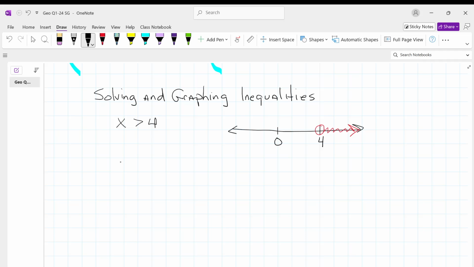If we're graphing x is greater than or equal to 4, we put 0 on the number line, we put the number that we're graphing on the number line, and then when we're greater than or equal to, we're including the 4. So when we're including the 4, we close circle on the 4, and we shade greater than or equal to 4. Or whatever the number is, right? It's not always going to be 4.